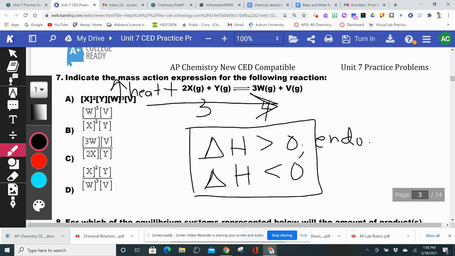Did that help explain the difference between the two? Yeah, I was just kind of confused about that. Yes, I can see that. But you gotta think about how it's worded. Did you increase it, or did it just increase all by itself? If we increase it, then we're doing Le Chatelier's. We are changing that equilibrium.